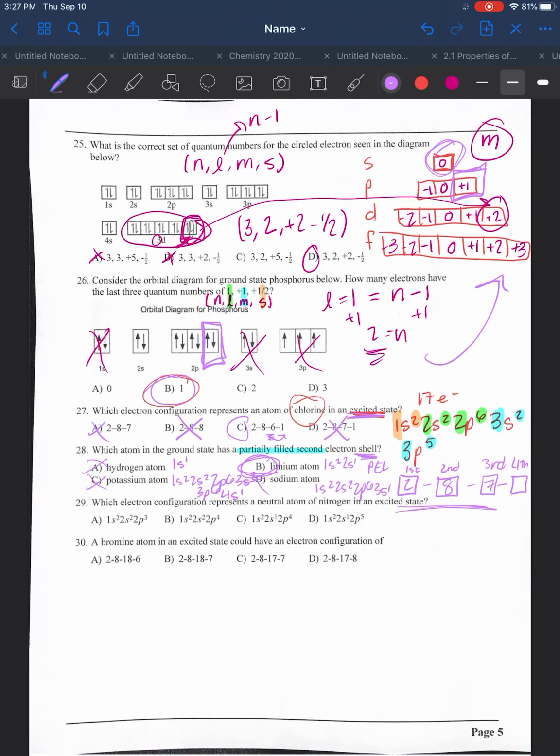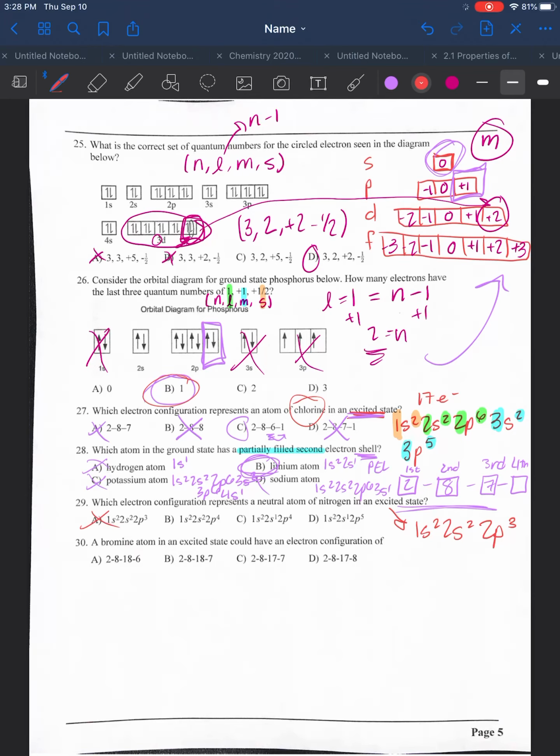All right, and then number 29. Which electron configuration represents a neutral atom of nitrogen in an excited state? So let's write out nitrogen in its ground state, which would be 7 electrons. So 1s2, 2s2, 2p3. My bad, I can count.